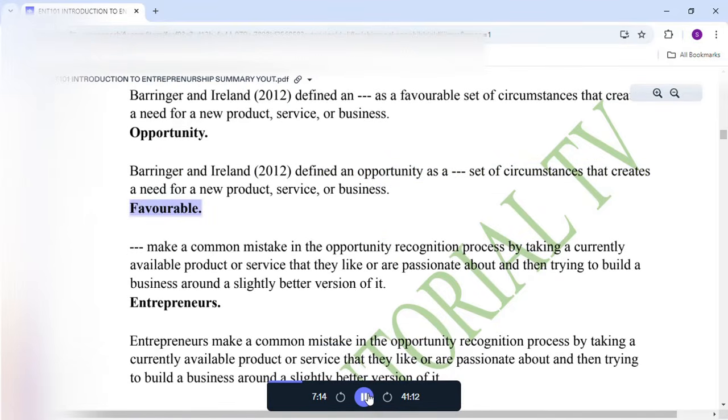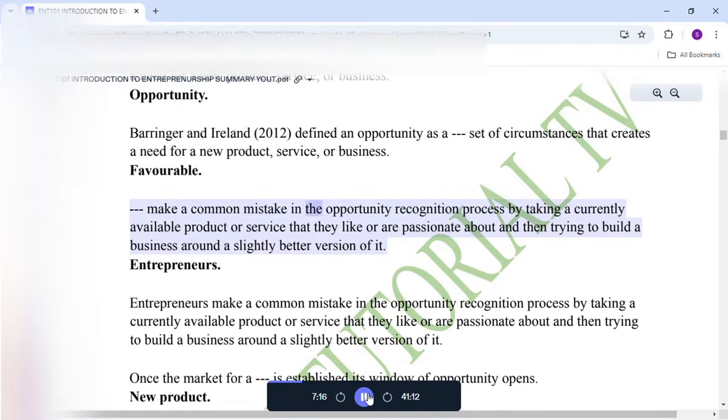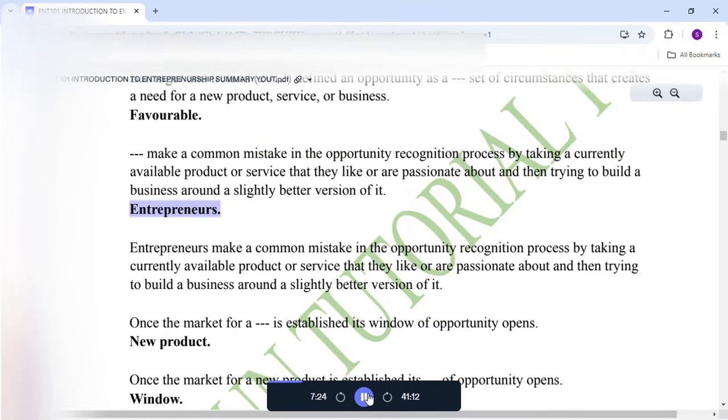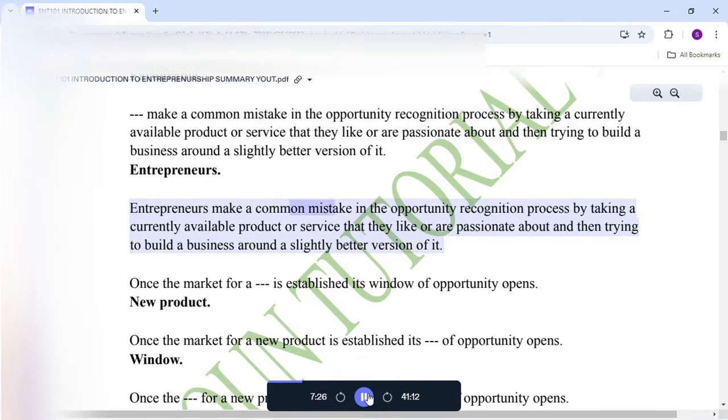Entrepreneurs make a common mistake in the opportunity recognition process by taking a currently available product or service that they like or are passionate about and then trying to build a business around a slightly better version of it.